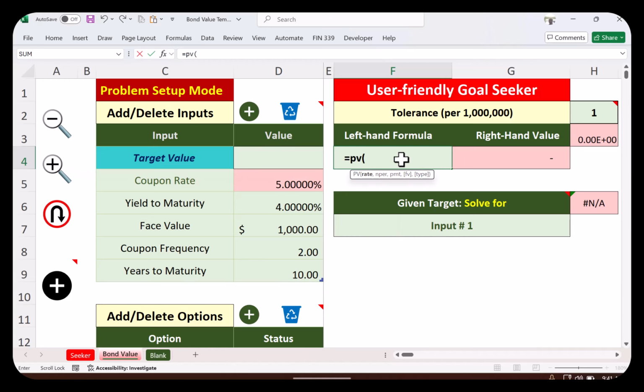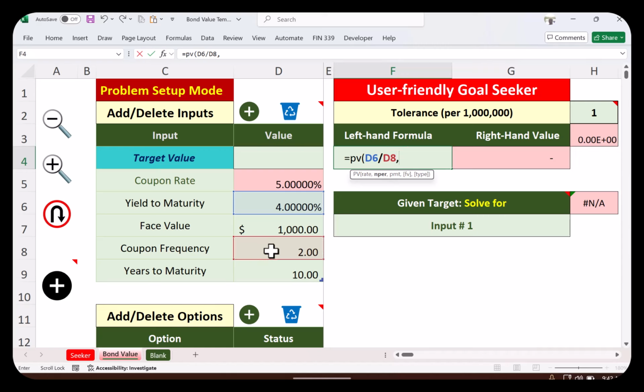PV is the name of the function. The first argument is the rate. That is a periodic rate. Things like yield to maturity are in APR terms. So I'm going to take the yield to maturity, divide that by coupon frequency. So if the annual rate that I'm using to discount future cash flows is 4%, to discount cash flow for only 6 months, I use 2%. That's called the period discount rate.